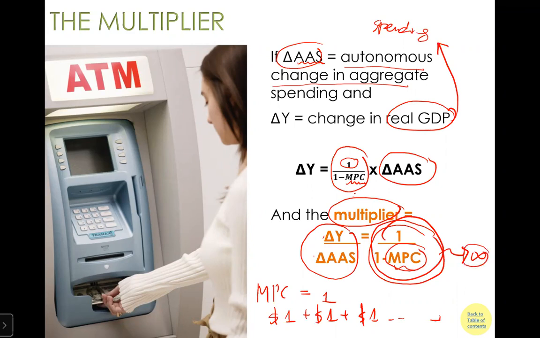On the other hand, if MPC is close to 0, then the multiplier is going to be 1. Why is that? It's because once we initiate the spending, we stop there. Right, okay.